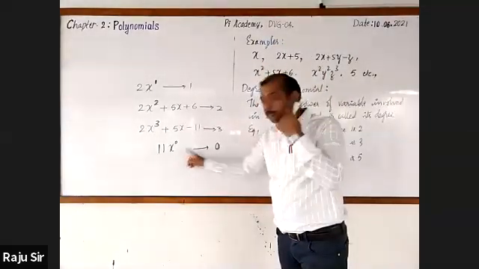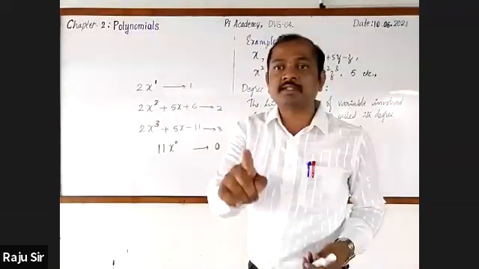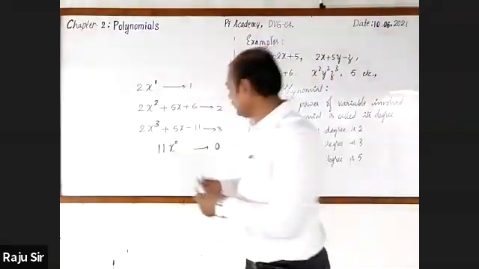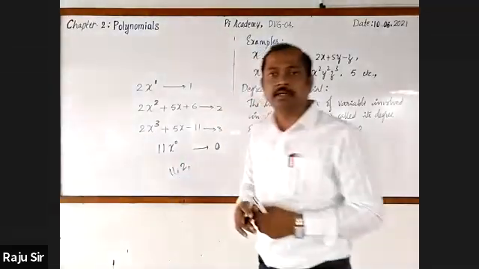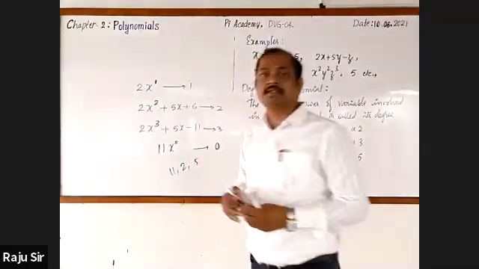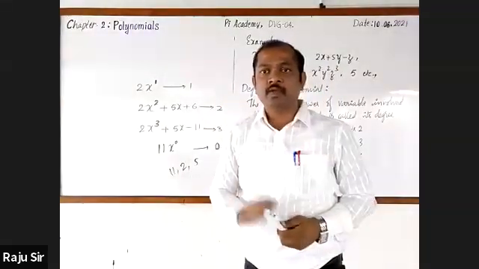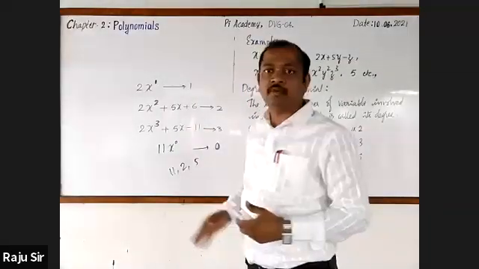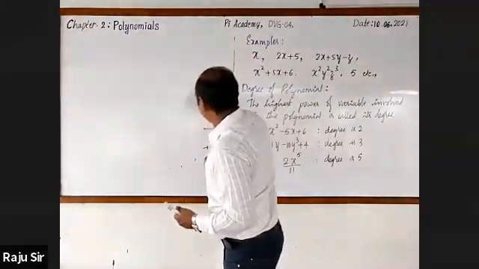Here, a polynomial having degree 0 is called constant polynomial. If I write 11, it is a constant polynomial. 2 is a constant polynomial. 5 is a constant polynomial because their degree is 0. So these are the types of polynomials. Now let me give you more information about this.